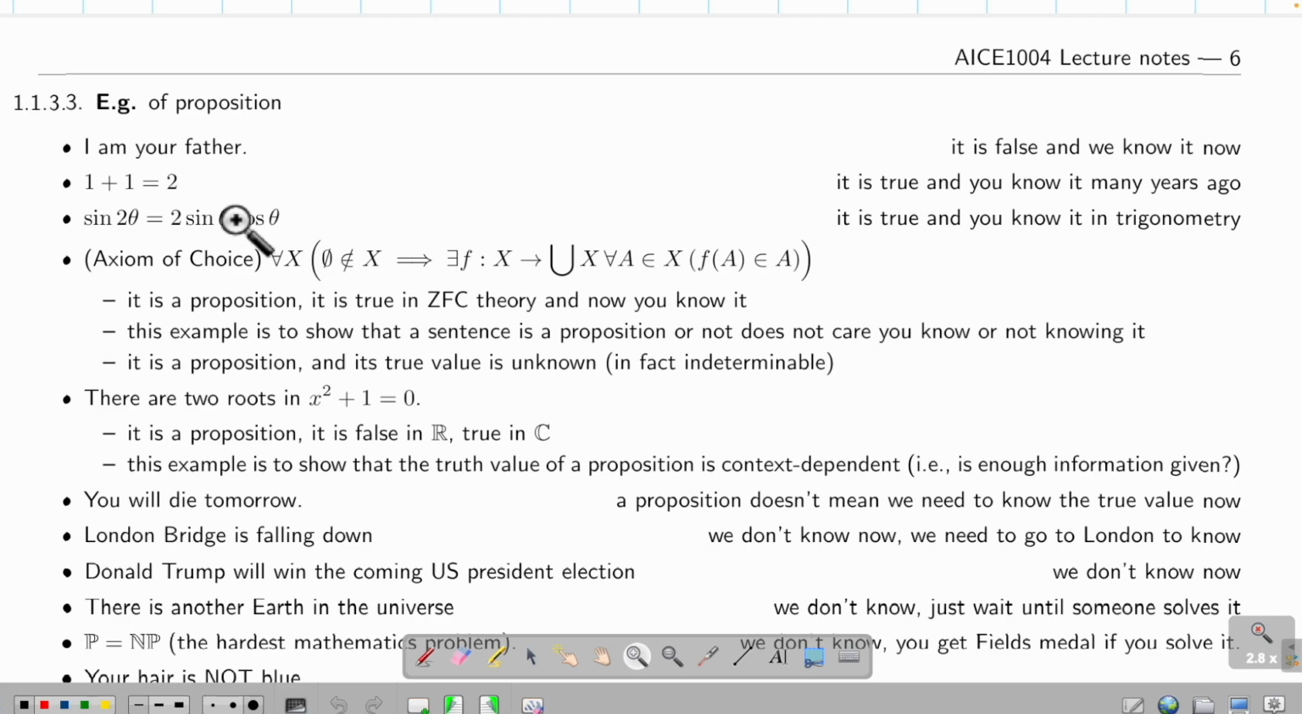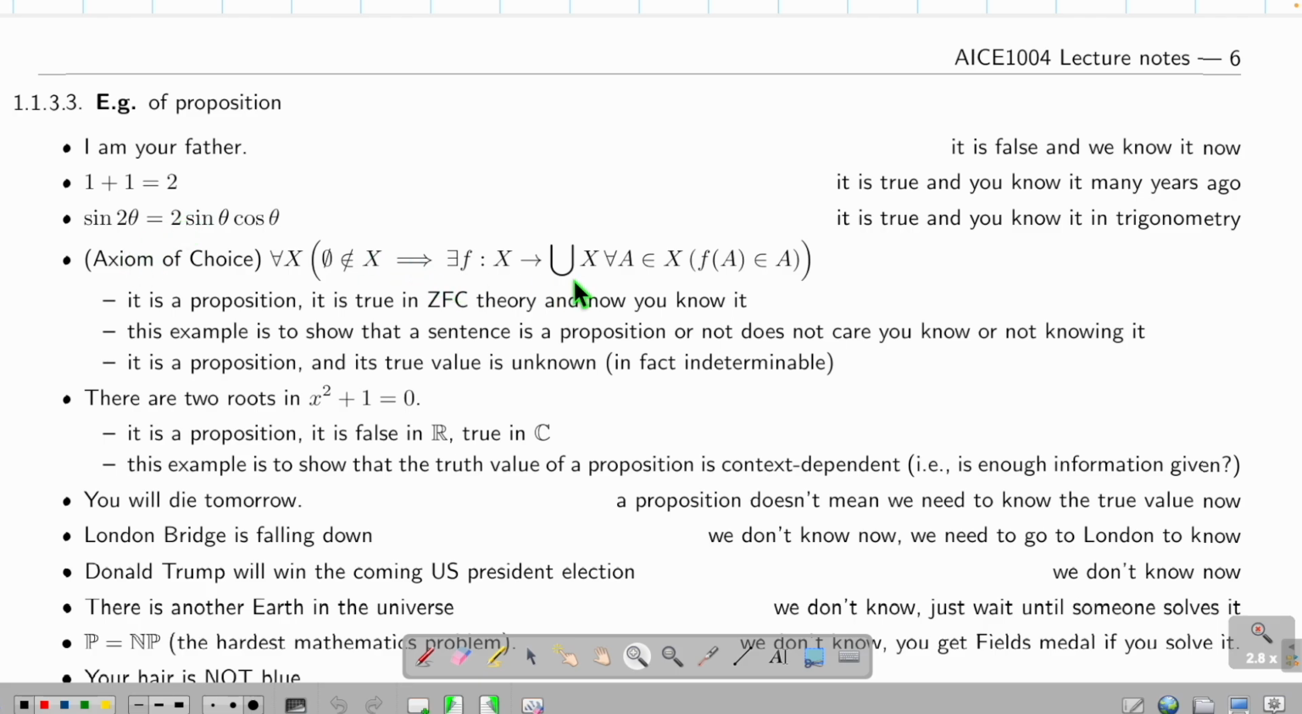And 1 plus 1 is 2. Is it a true proposition? Yes, because this can only take true or false, nothing else, right? So it's a proposition, and the truth value is true, and you knew it many years ago. And then sine 2 theta equal to sine theta cosine theta is a proposition because it's either true or false, right? You know it when you learn trigonometry in high school. So this is a proposition.